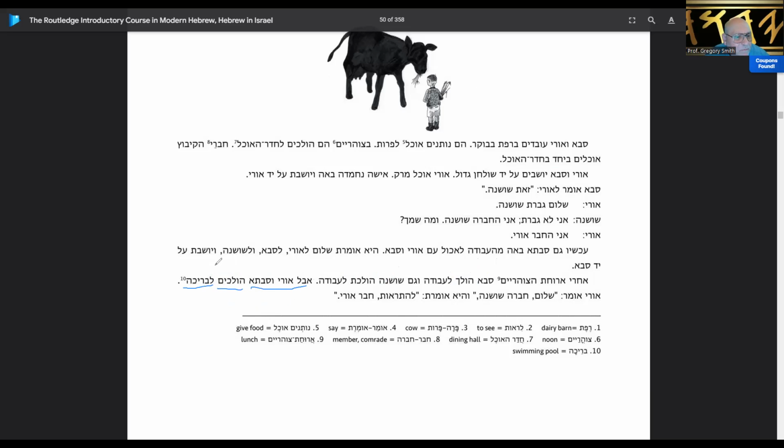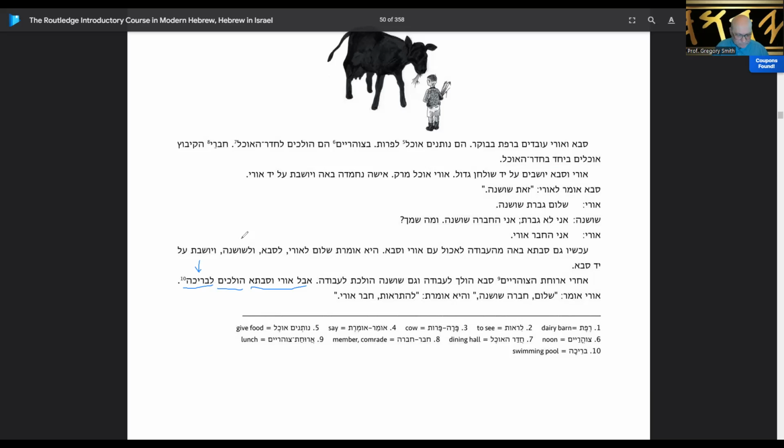Okay, so aval Ori v'savta holchim. Let's see, labreicha. I think I know this one. It's a swimming pool. Okay. Labreicha. Let's see how that's pronounced. Looks like bereicha.